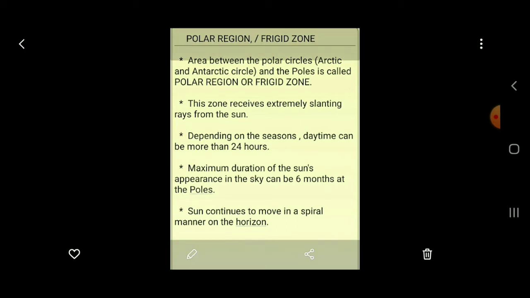66.5 degrees north to the North Pole, that is the 90 degrees north parallel, is called the polar region. Similarly, in the southern hemisphere, 66.5 degrees south to the South Pole, that is the 90 degrees south parallel, is called the polar region or the frigid zone. As this region receives extremely slanting rays of the sun, the daytime may be more than 24 hours. The maximum duration of the sun's appearance in the sky can be 6 months at the poles, and during these 6 months the sun will be at the horizon, moving in a spiral manner.